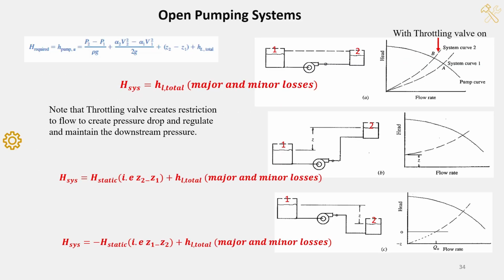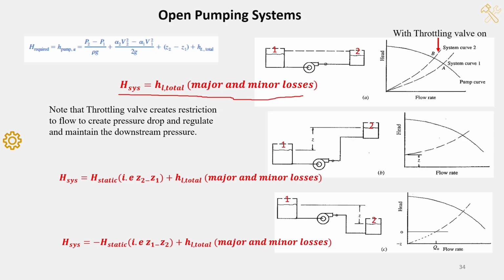Okay, and then this example explains the open system, the system curve, very well. So from 1 to 2, the system head, like the variation of the system curve with respect to the flow rate, represents the total of the major and minor losses. So the system curve always represents the major and minor losses. Okay.